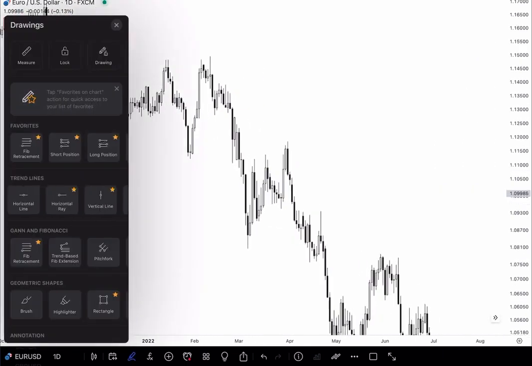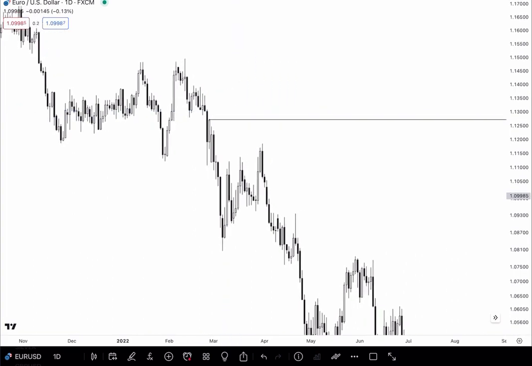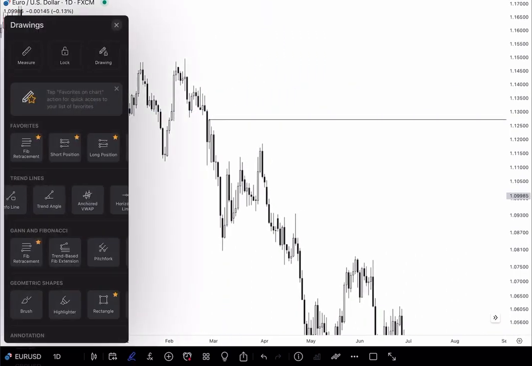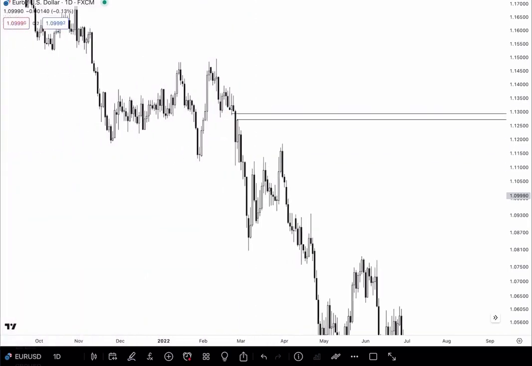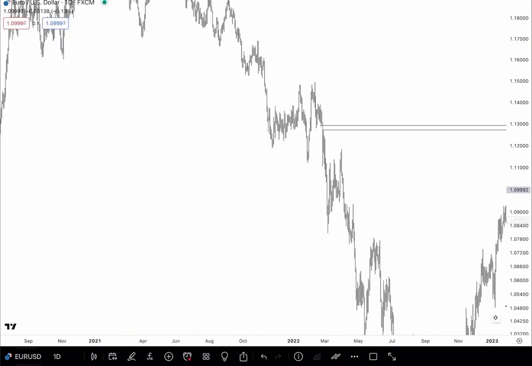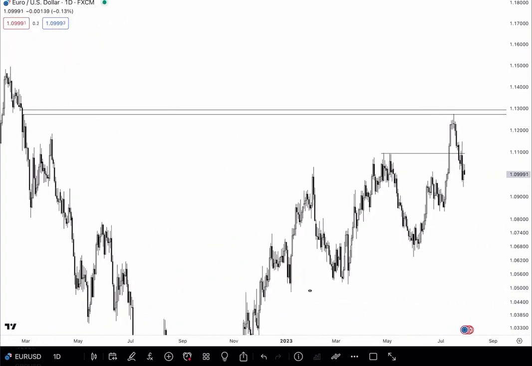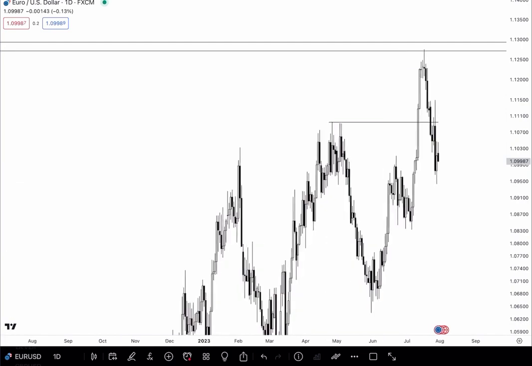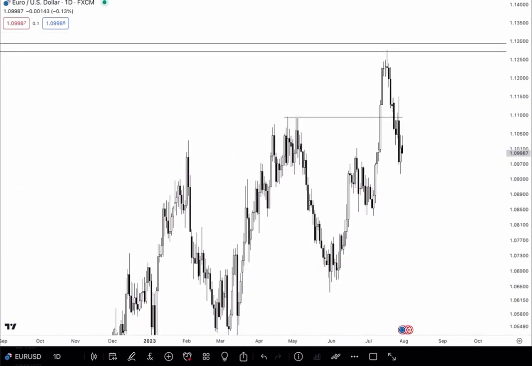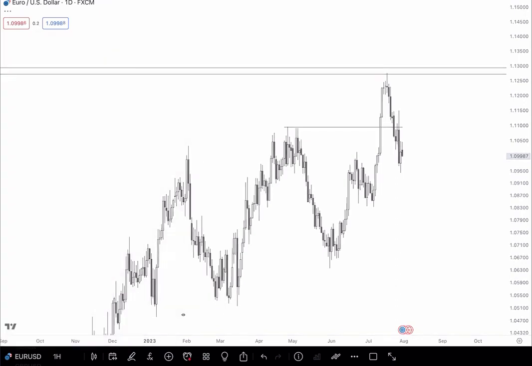Now, some of you think I trash ICT, but I don't. I respect his work. He's probably done the most service to the financial markets and disservice, to be honest, than anyone else. I mean, the way he's taught price is incredible. Even if it's copy pasted from others, it's a good study.